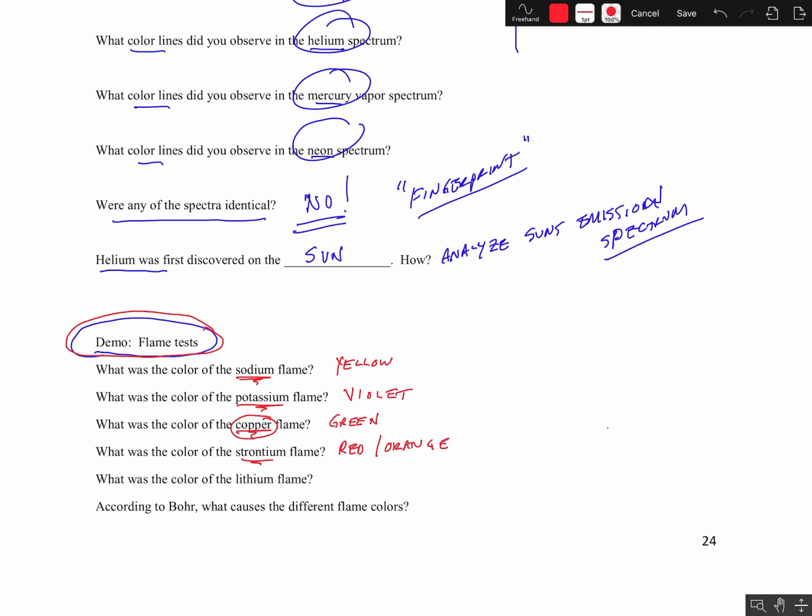And then my personal favorite, which was lithium, which was a pink flame. Some people call it fuchsia. I'm not sure how to spell fuchsia, so can I stick with maybe a pink colored flame?